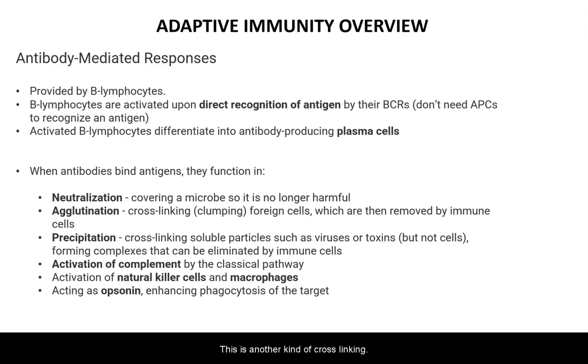This is another kind of cross-linking, except instead of cross-linking cells, it's going to be cross-linking particles, such as viruses or toxins. And again, this is going to form complexes or clumps that can be better eliminated by the immune cells. Antibodies can also activate complement. Remember, complement is that group of proteins in our second line of defense that help destroy threats.